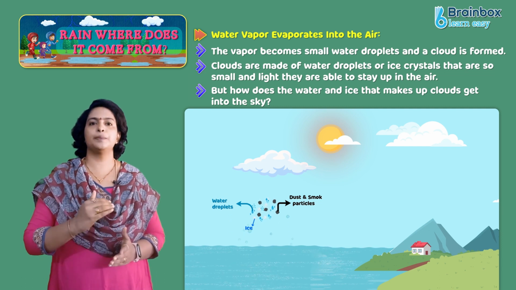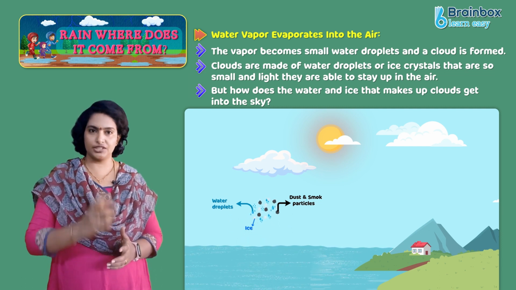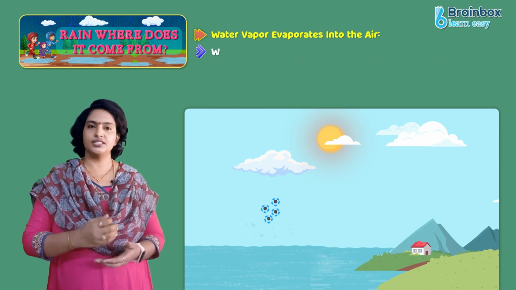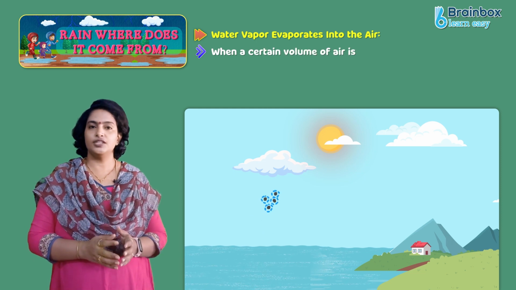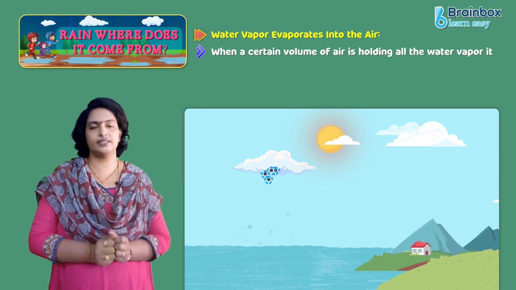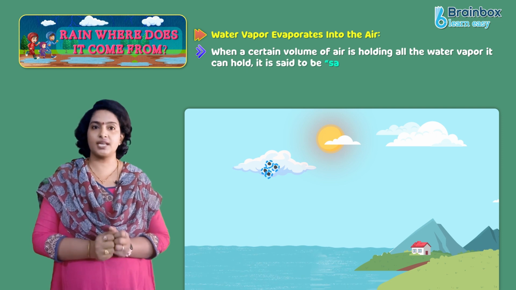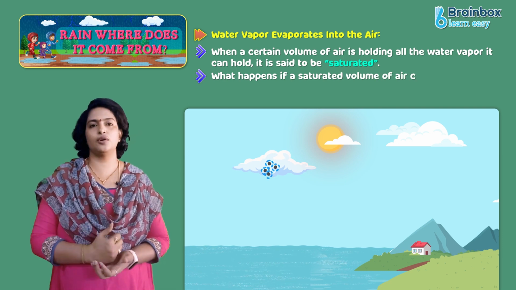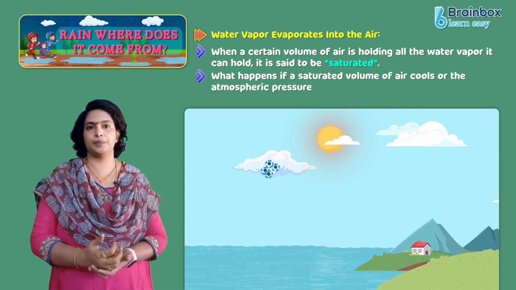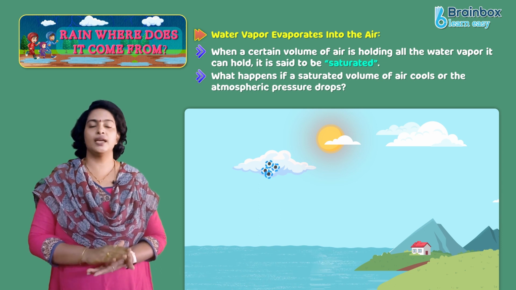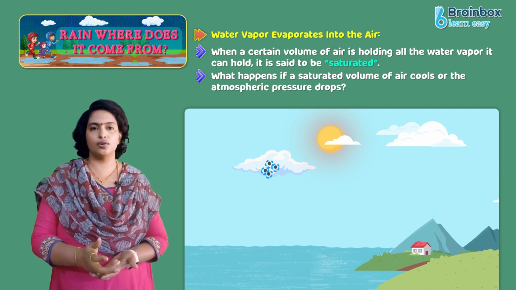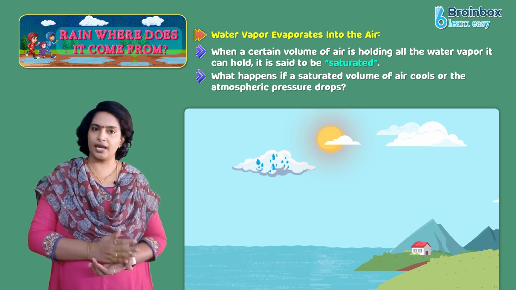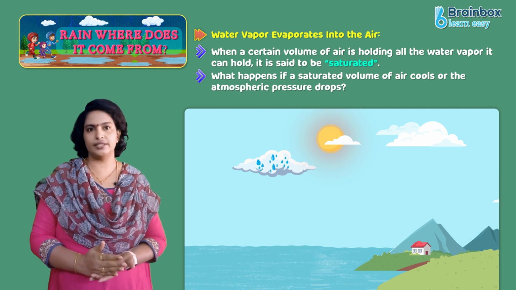So, the higher the temperature or atmospheric pressure, the more water vapor the air can hold. When a certain volume of air is holding all the water vapor it can hold, then it is said to be saturated. Now, what happens if a saturated volume of air cools or the atmospheric pressure drops? Then the air is no longer able to hold all the water vapor. The excess amount changes from a gas into a liquid or solid ice.